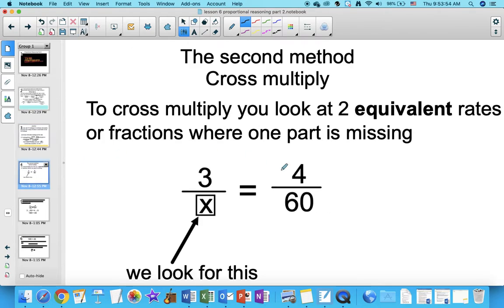So the second method is to cross multiply. To cross multiply, you look at two equivalent rates, or fractions where one part is missing, right? Just like this, and we're looking for this. 4 over 60 equals 3 over x. Well, how do I find x?